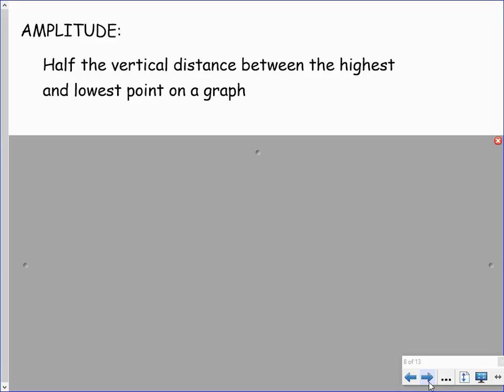Amplitude is defined as half of the vertical distance between the highest and the lowest point on the graph. So that would be min and max.